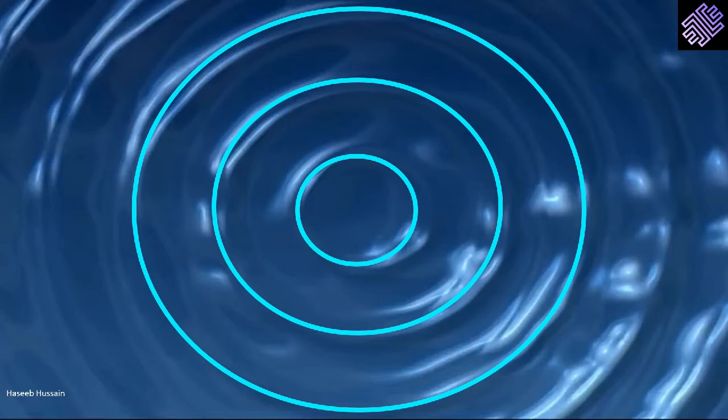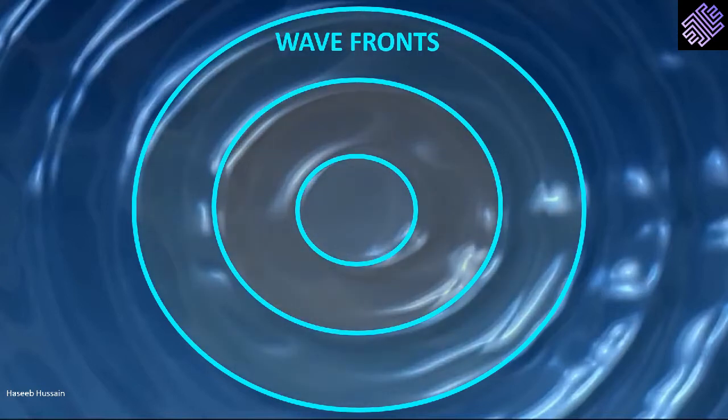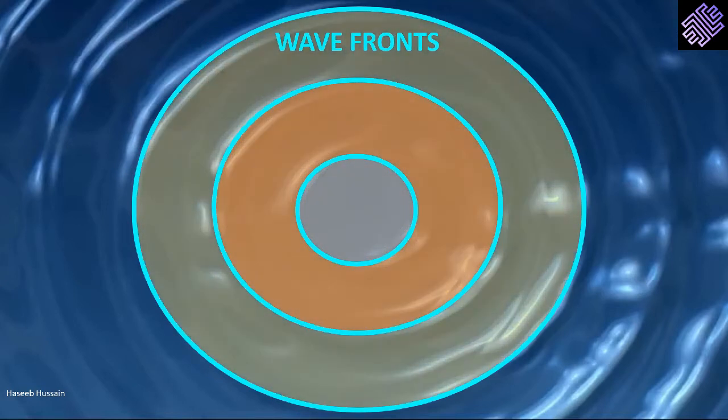All of these blue circular lines represent the region where water molecules are at their highest point. In other words, they represent water molecules in the crest position. Those lines that connect points on waves that are in the same position are called wavefronts. If these lines represent water molecules at their highest point, then the colored region represents water molecules at their lowest point. In other words, they represent water molecules in the trough position.